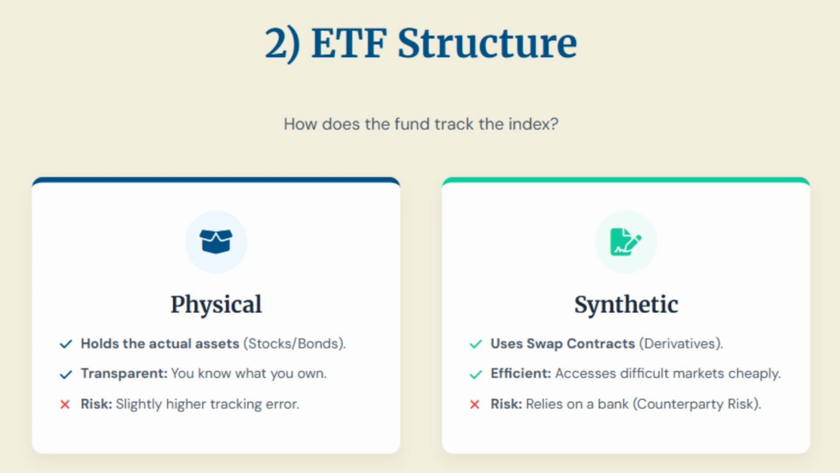Physical replication tends to be more transparent and is easier to understand, but can limit access to certain markets and exposures, while synthetic replication enables access to markets and exposures that physical replication may not. The downside of synthetic replication is that investors may be exposed to counterparty risk. The website I introduced earlier will also show the various ETF structures, which I have shared here.